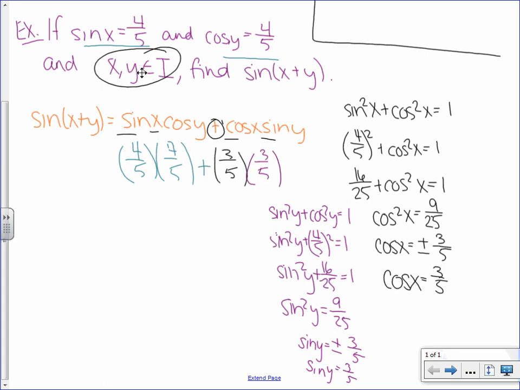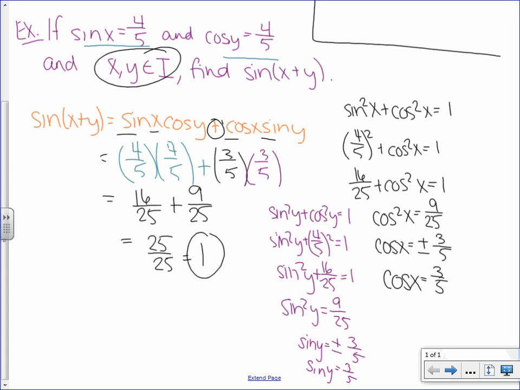And now I can just go ahead and solve this because I've just got some multiplication to take care of. 4 times 4 is 16, 5 times 5 is 25, 3 times 3 is 9, 5 times 5 is 25. They've got common denominators, so I am good to go. 16 plus 9, that's 25 over 25. Boom, baby, the answer is 1.